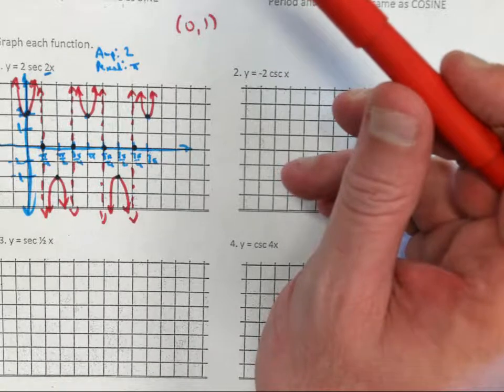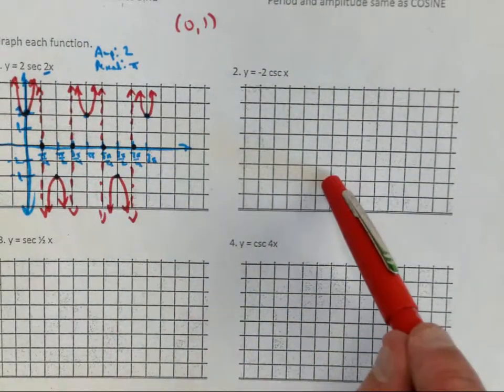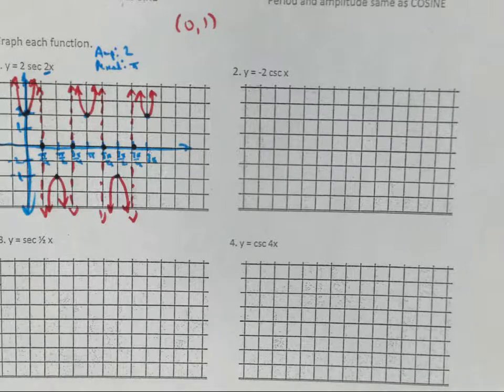Does that make sense? And you say, so how do you do cosecant? You do the same thing. You graph it as if it was sine. Wherever there's a dot on the x-axis, there's an asymptote. That's as hard as it gets.